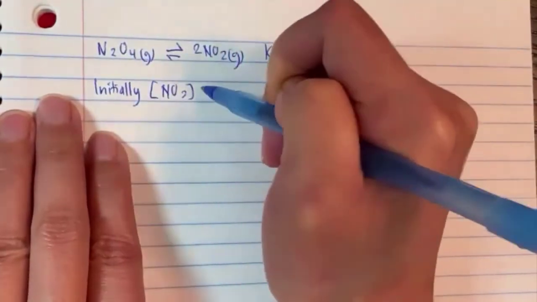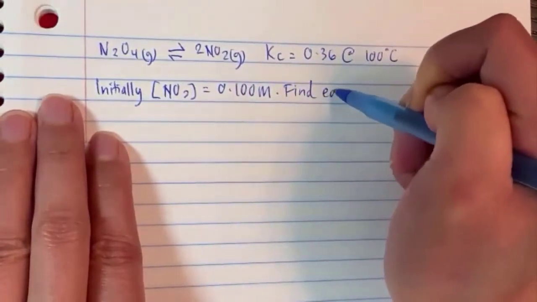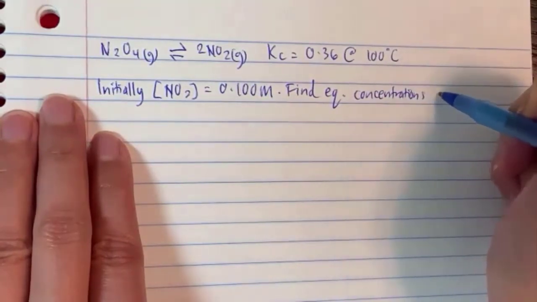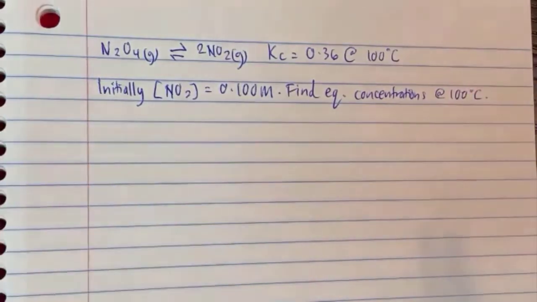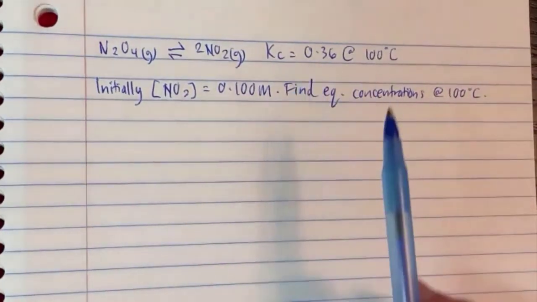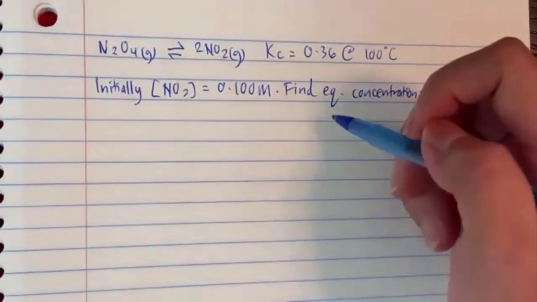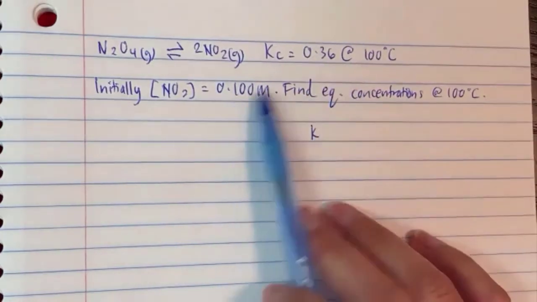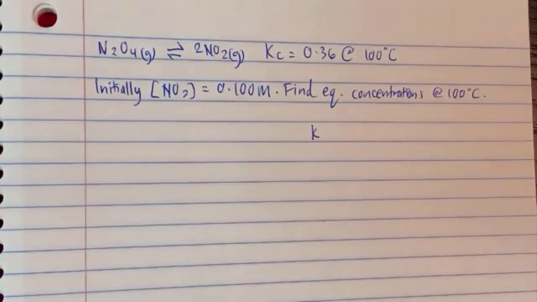So initially NO2 is 0.100 molarity. Find equilibrium concentrations at 100 Celsius. So basically the same temperature there. All right, so the K did not change, this K stands. So the first thing you always want to do is to write the formula for K, okay? So I like to write a formula for K. So first thing is you need to identify what kind of problem it is, okay? They gave me a K, they gave me initial, and they asked for equilibrium. This is a sign where I need to do the solving for X one, okay?